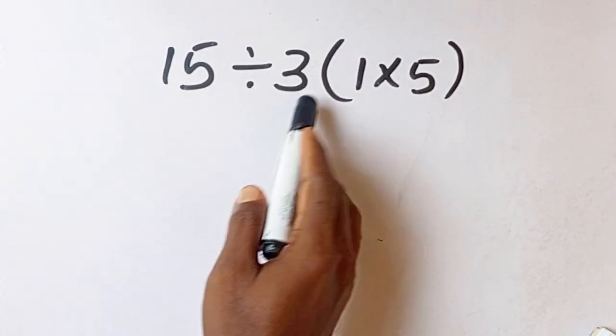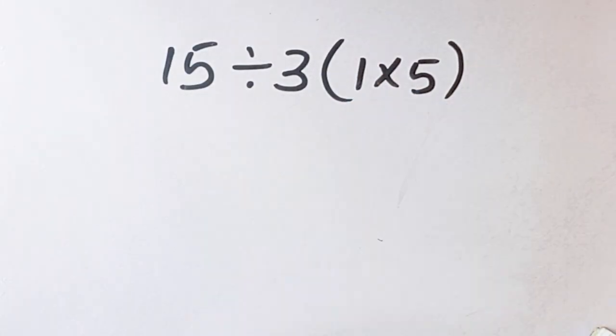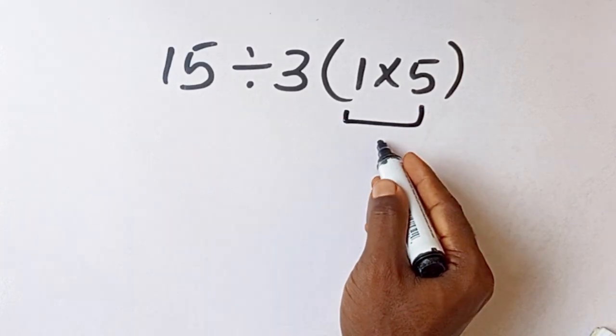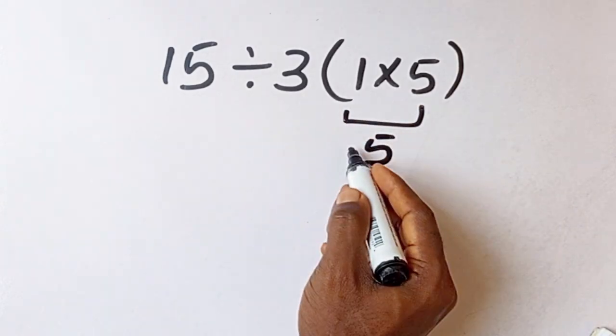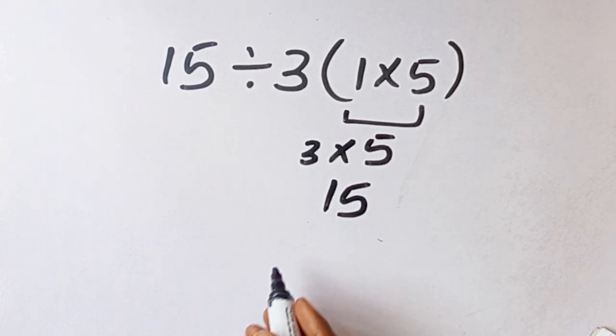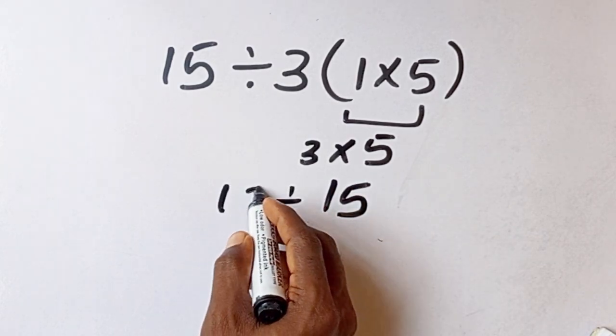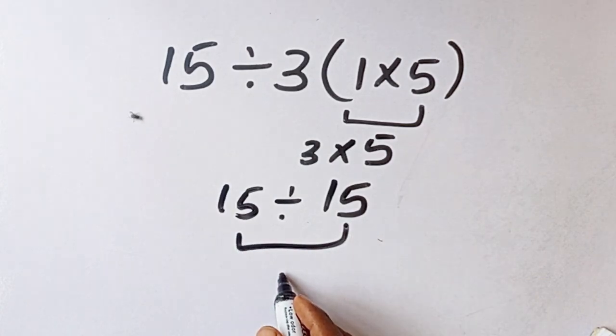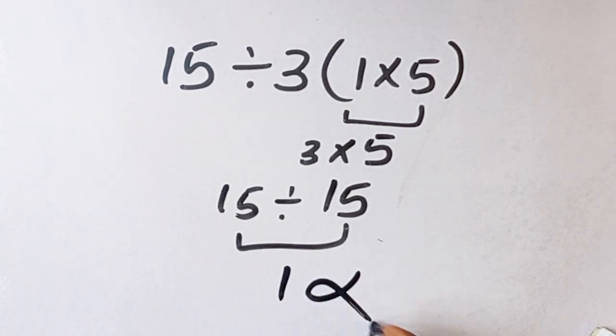15 divided by 3 in bracket 1 times 5. 1 times 5, this is going to give us 5. 5 times 3, this will give us 15. Now 15 divided by this 15, this is going to give us 1. Alright? But this answer is not correct.